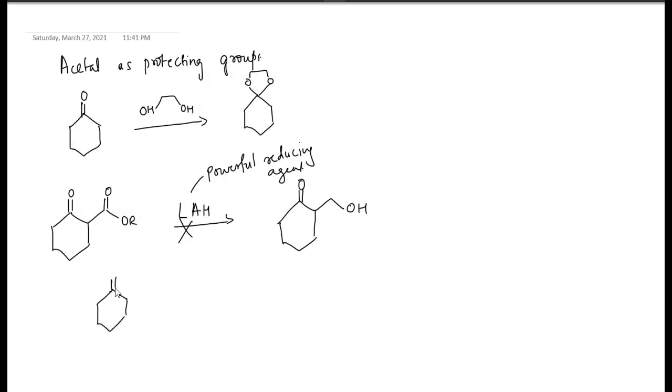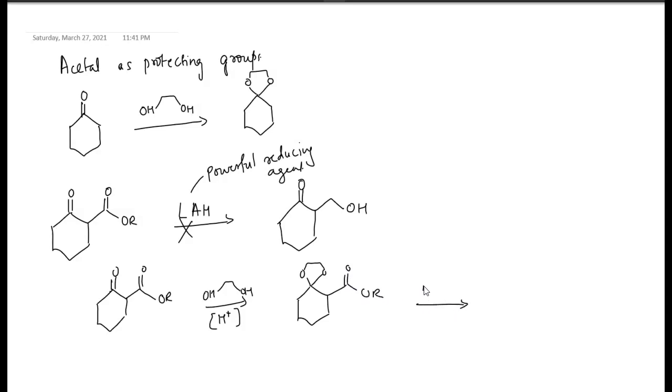I first protect the ketone so that it does not get reduced. And how can I protect the ketone? That's where I use this diol. So I'll use this diol first. Again, I have to use the acid, and what I get in the first step is this thing. So I protected that. The ester is left intact, nothing happens to the ester. Now I treat it with lithium aluminum hydride, and you see that the ketone is protected, so you don't worry about that.